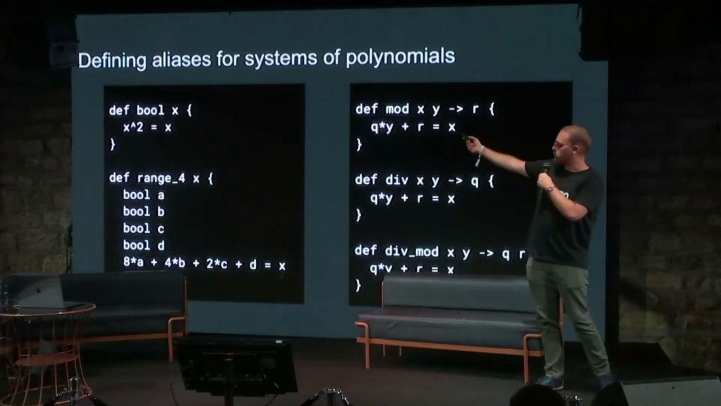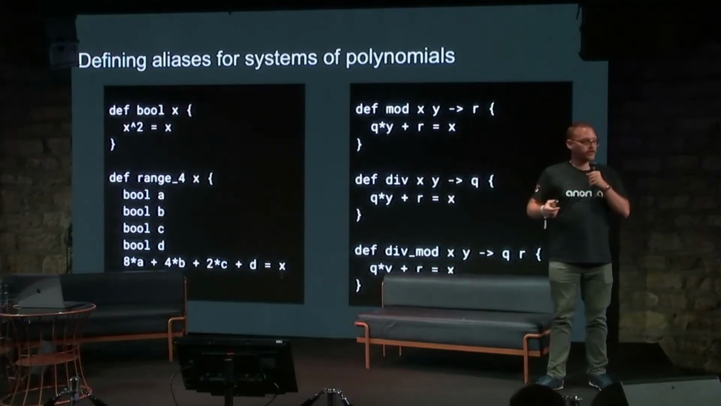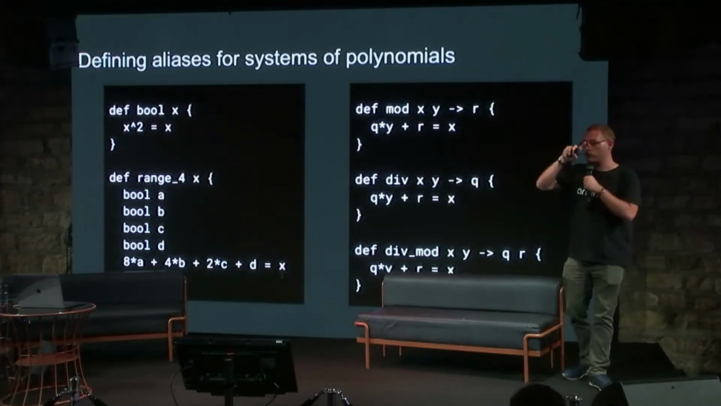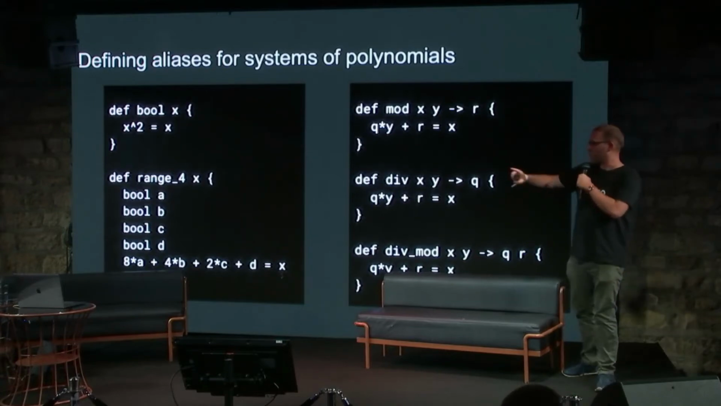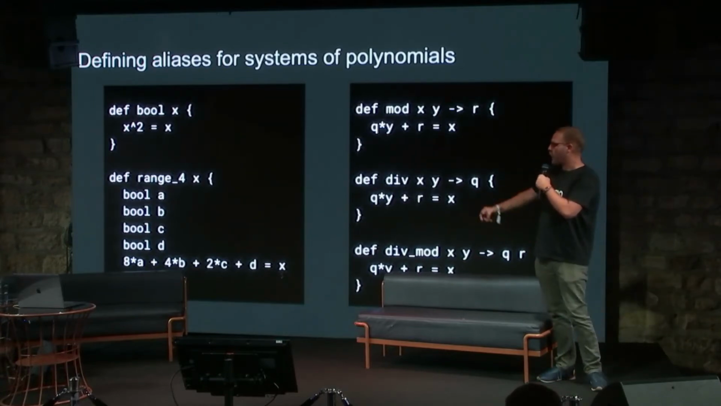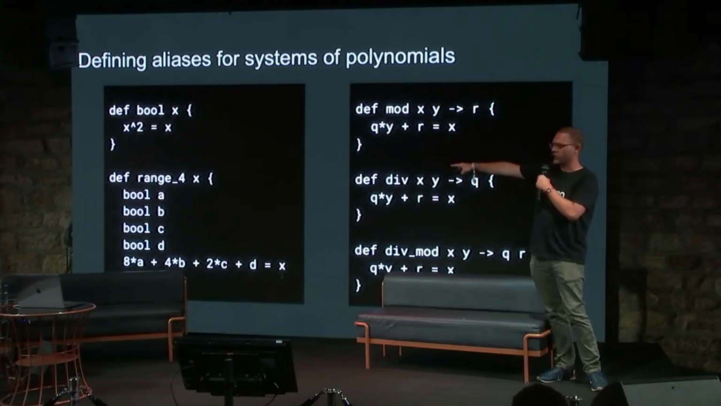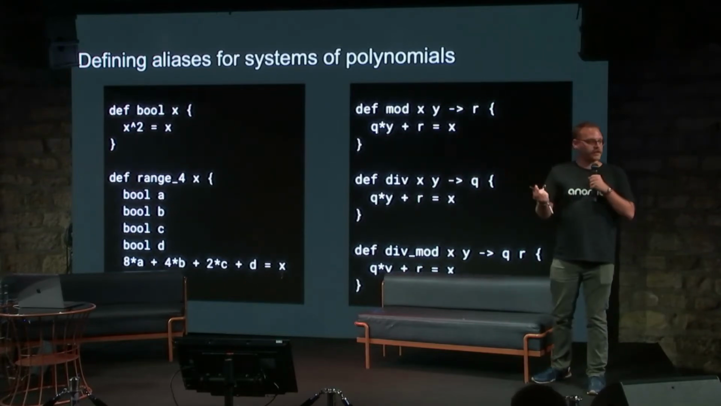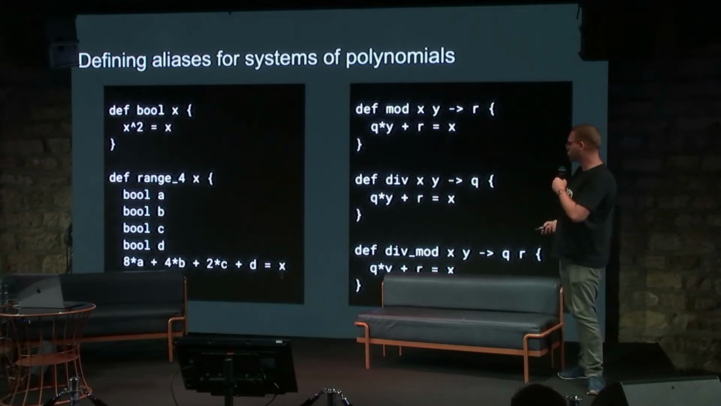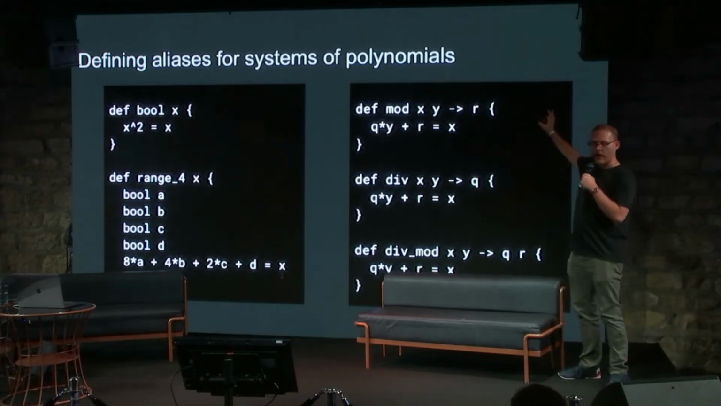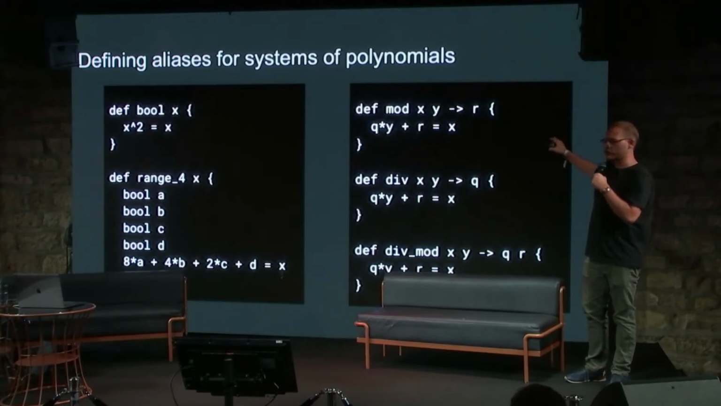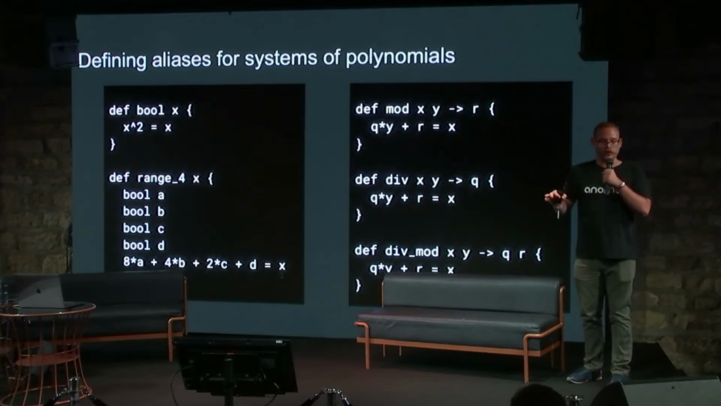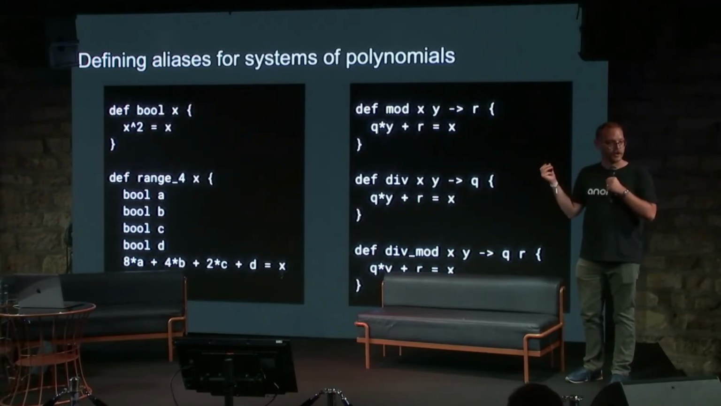All right, so here's some examples. We have a circuit that checks that x is a bool by showing that its square is equal to itself. We have that range 4 circuit from before. I use the bool circuit inside the range circuit, so you can define aliases with aliases inside them. Over here we have 3 different aliases that all use the same expression.